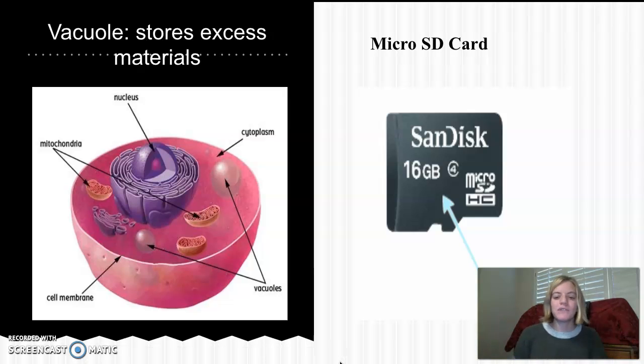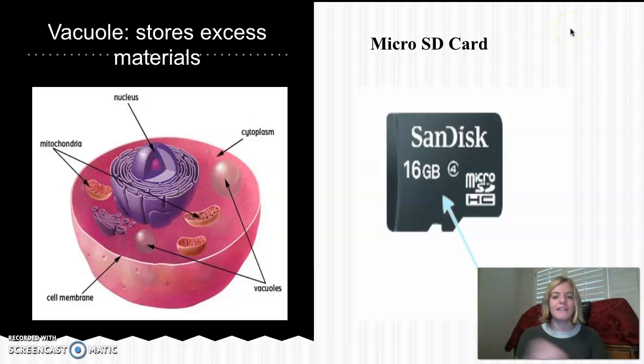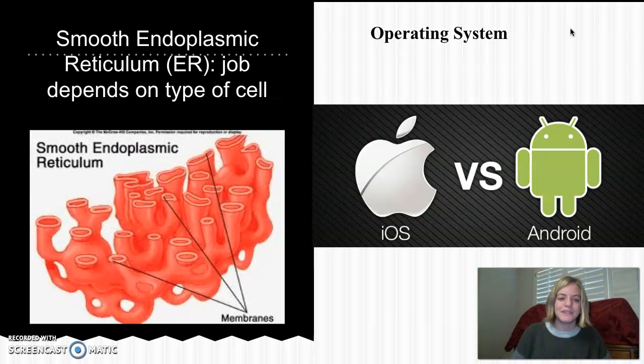And so for your cell phone, if you run out of space, I don't know if cell phones really do this as much anymore, but it used to be back in the day, you could add a memory card and store extra stuff on your phone. Or maybe you want to transfer it to the memory card and then delete it from your phone, and then the memory card holds the extra stuff. So that's kind of like what the vacuole does for the cell. So that's the vacuole. It's holding a lot of stuff.